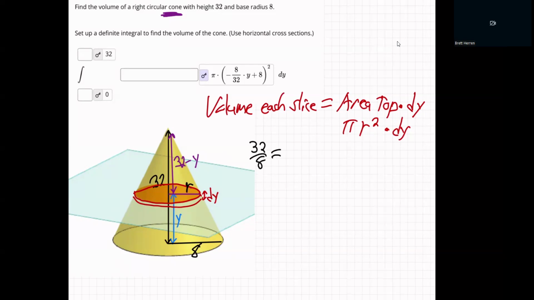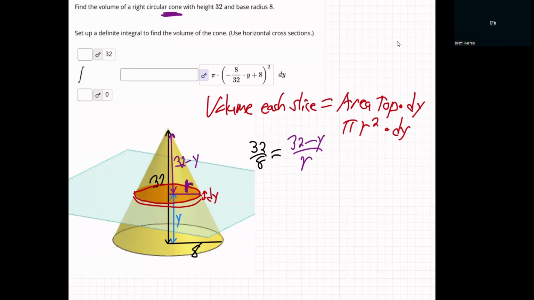So then we can get the little equation that 32 over 8 is 32 minus y over r. Maybe I'll do these in purple if it's helpful. So again, this is 32 minus y over r, right? So the entire height is to the entire base as the little height is to the little base.